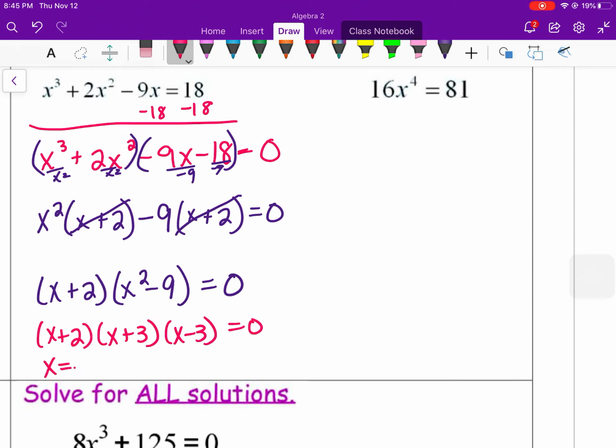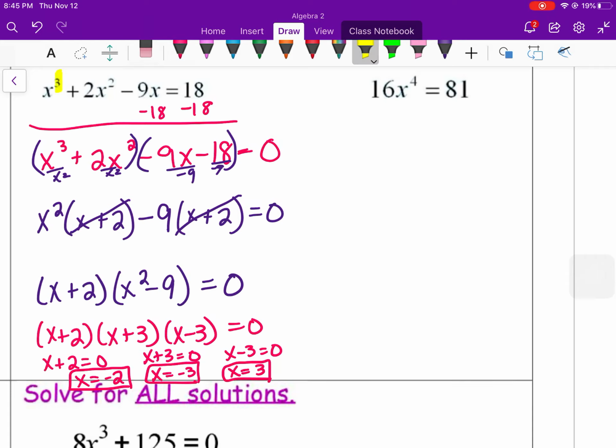So we'd get three answers. x would equal negative 2 if you set that equal to 0, because remember it'd be x plus 2 equals 0, so x would equal negative 2. x plus 3 equals 0, so x would equal negative 3. Or x minus 3 equals 0, so x would equal positive 3. This was a cubic function, and we got three answers. So three real answers there.